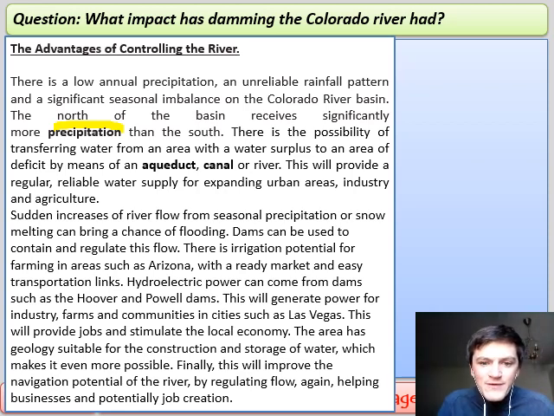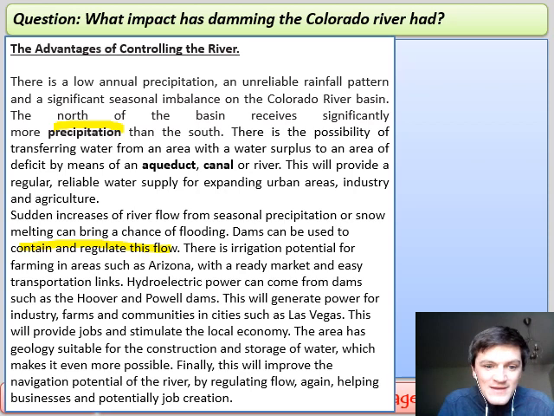Sudden increases of river flow from seasonal precipitation or snow melting can bring a chance of flooding. Dams can be used to contain and regulate this flow. So you don't want all the water coming at once because that can cause flooding, so a dam can control that. There is irrigation potential for farming in areas such as Arizona. So if we can control the amount of water we've got, we can irrigate, which means you can dig canals and you can use water quite effectively.